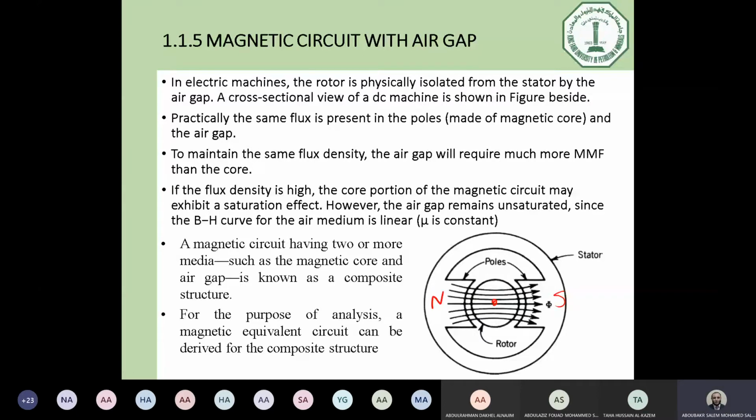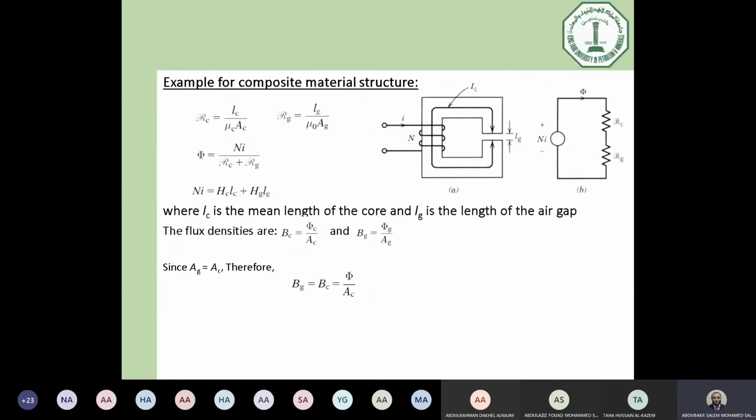So let's assume this structure. Simply, it's one core like that. It's called the C-shape. This C-shaped core has, for instance, a circular or a square cross section, whatever, with a cross-section area A, which is called A core, and an average length of LC.